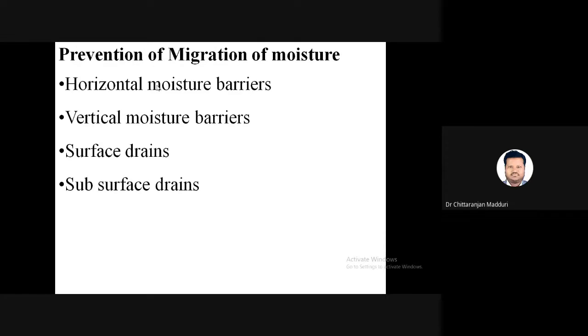In the case of prevention of migration of moisture, we have the following four methods. One is horizontal moisture barriers. Second is vertical moisture barriers. A barrier prevents the migration of moisture into the expansive soil. Then drains: surface drains and subsurface drains. The purpose of a drain is to collect, intercept, and dispose of the water out of the expansive soil.